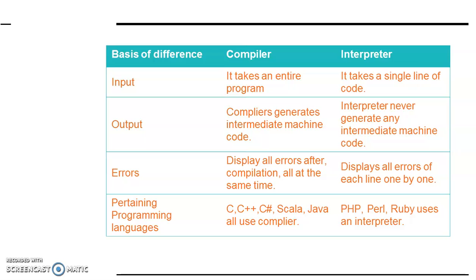Languages that use a compiler are C, C++, Java, whereas languages that use an interpreter to convert high level into machine language are PHP, Ruby, Scala, Perl. These are examples of languages. So that's it about compiler and interpreter.